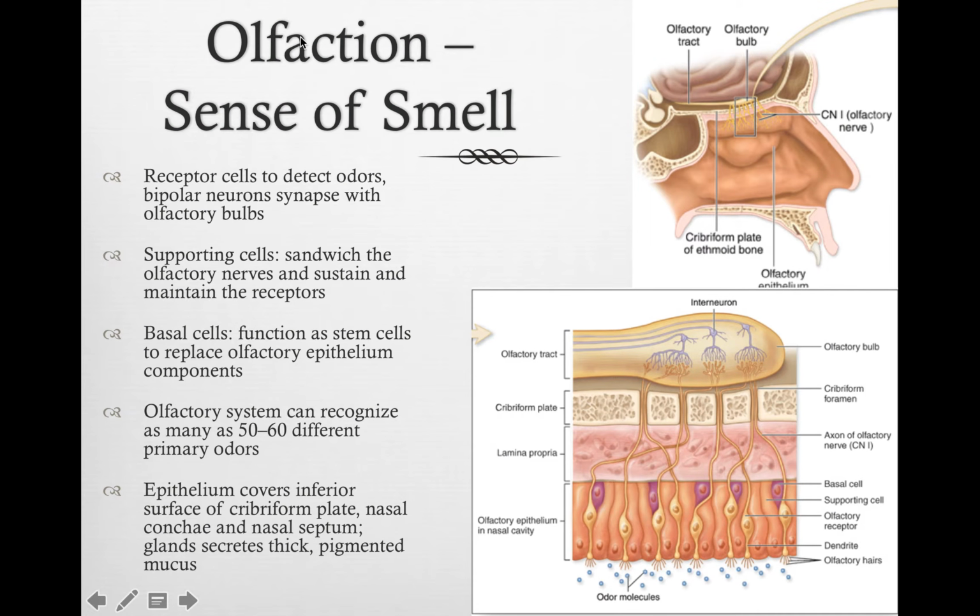Now, olfaction. So this is the sense of smell. The receptor cells here are used to detect odors. Now, these are bipolar neurons that synapse with the olfactory bulbs. So these are olfactory bulbs on the actual brain. So these would be cranial nerves 1.